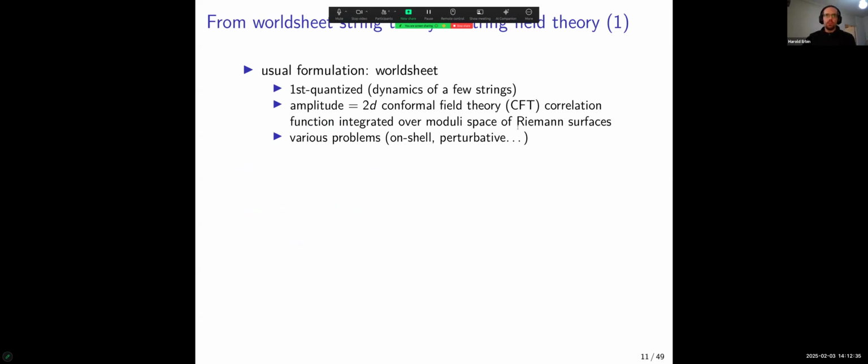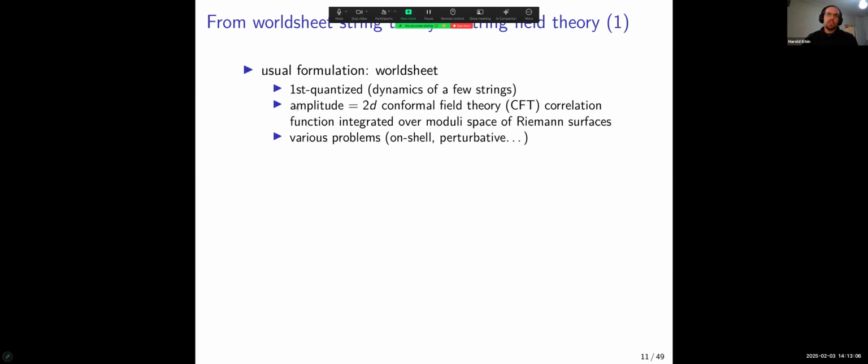So in string theory, the usual formulation is based on the worldsheet. The worldsheet is the first quantized theory. You can think of it as studying the dynamics of a few strings. But if you want to ask what happens when I have many strings, it starts to get complicated. You also have various problems like it's on-shell, it's perturbative, and so on, because it's the first quantized theory. So you have some limitations, which we want to address by removing this first quantized constraint.